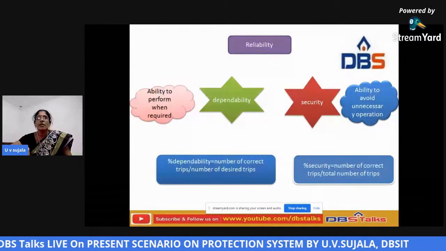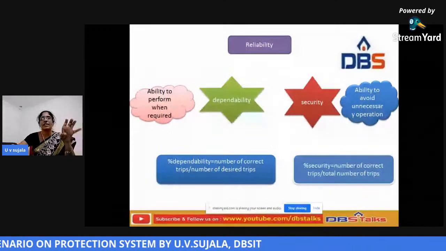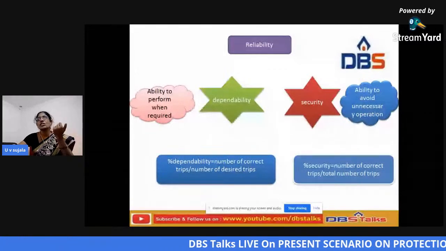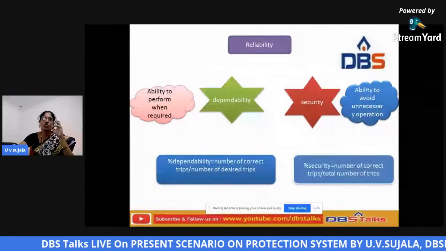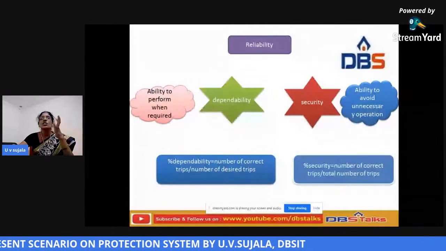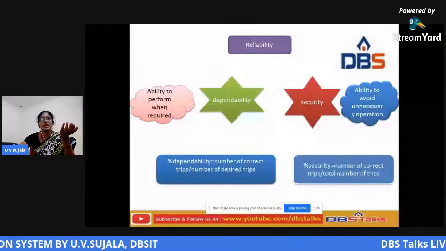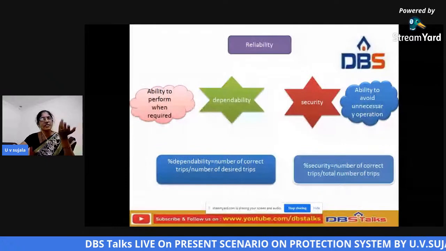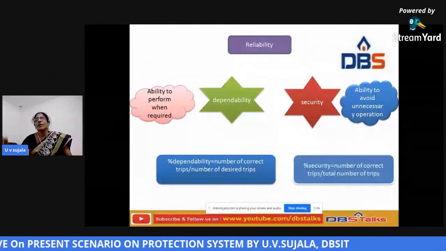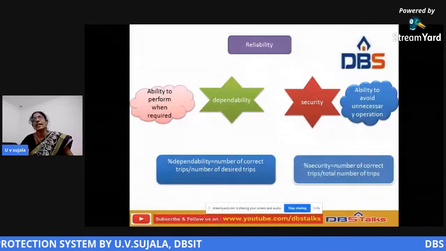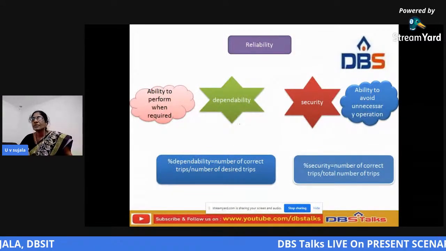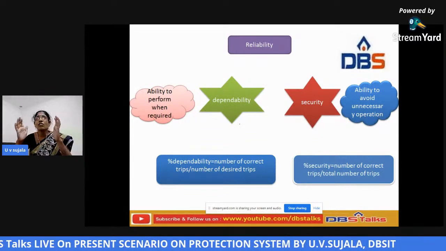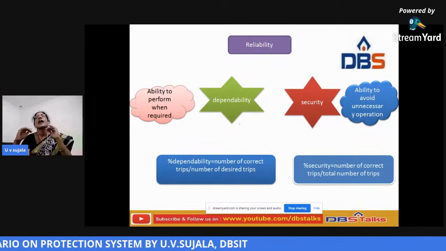Dependability means to perform when it is required, only then will it perform. Security means to avoid unnecessary operation. How do you find the percentage? Dependability is the number of correct trips divided by the number of desired trips, and security is the number of correct trips divided by the total number of trips. Both are in a balanced condition when you take the dependability and security.